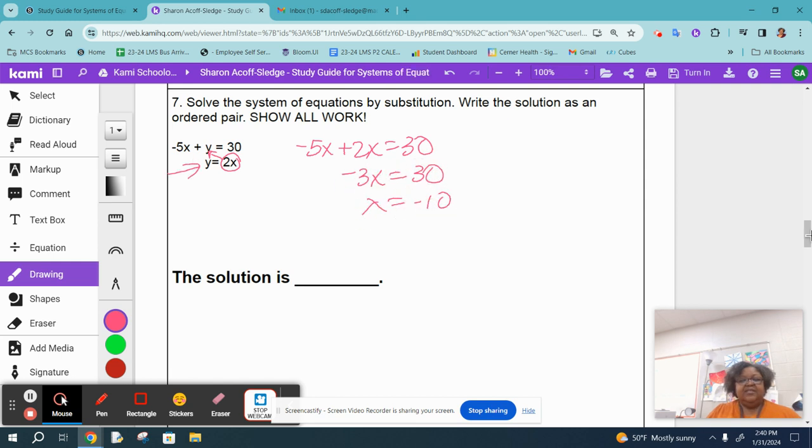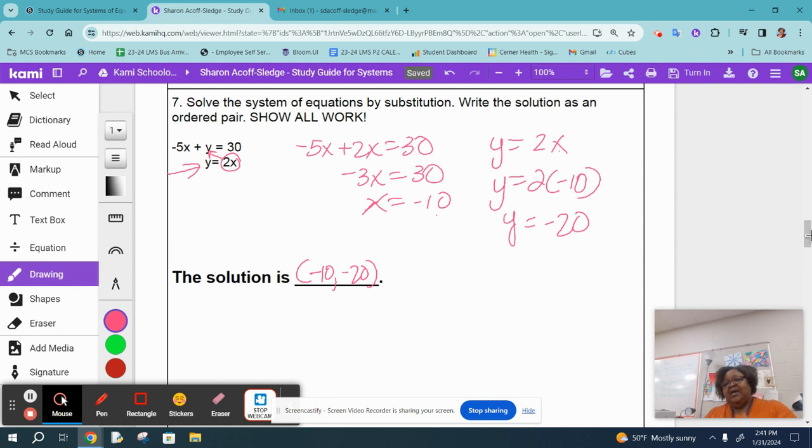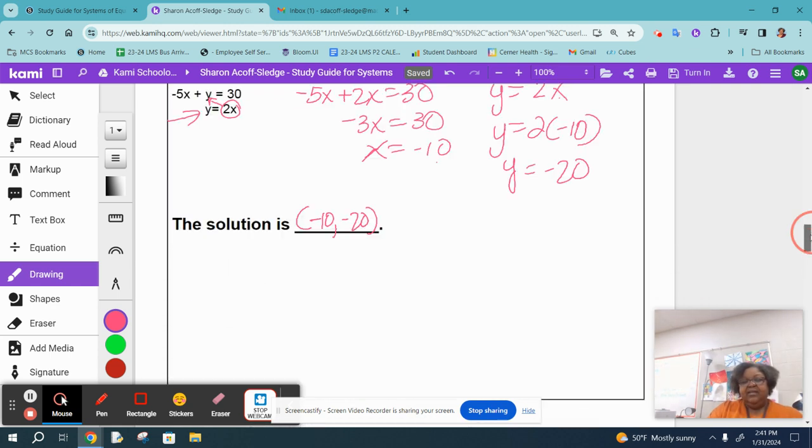Now I'm going to use this equation to find my y value. Now that I found x, I'm going to substitute this right here. And even when you do the elimination method, which we don't do in 8th grade, you'll do it next year, once you find one of your variables, you still have to substitute it into one of your equations. So it's good to get fluent in substitution.